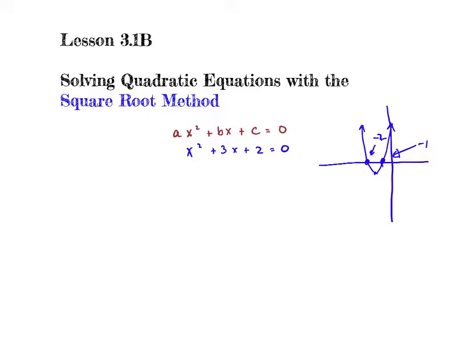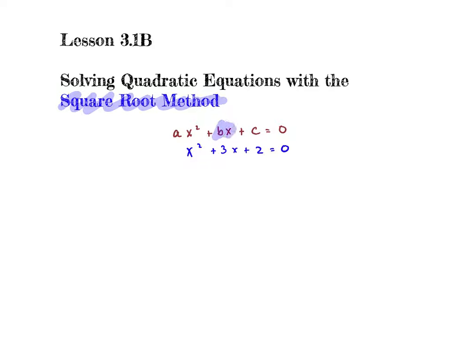We're going to look at some other methods, though, today to solve quadratic equations, and not other methods. I should use the singular because we're going to focus on what is called the square root method. Now, the square root method only works, and I cannot emphasize this enough, only works when there is no middle term. No linear term. That's the x to the first power term. It's called our linear term.